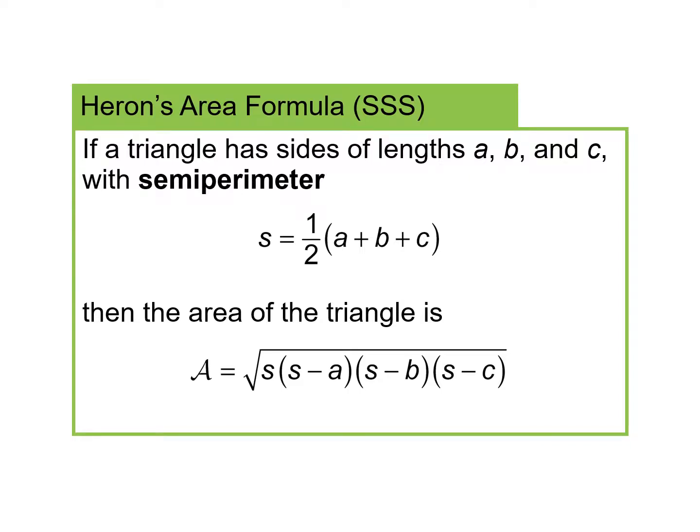Now let's talk about Heron's formula. When you have three sides, you can use Heron's formula to find the area of your triangle. The first thing you need to do is find the semi-perimeter, which is 1/2 a plus b plus c. Then the area of the triangle is the square root of s times s minus a times s minus b times s minus c.